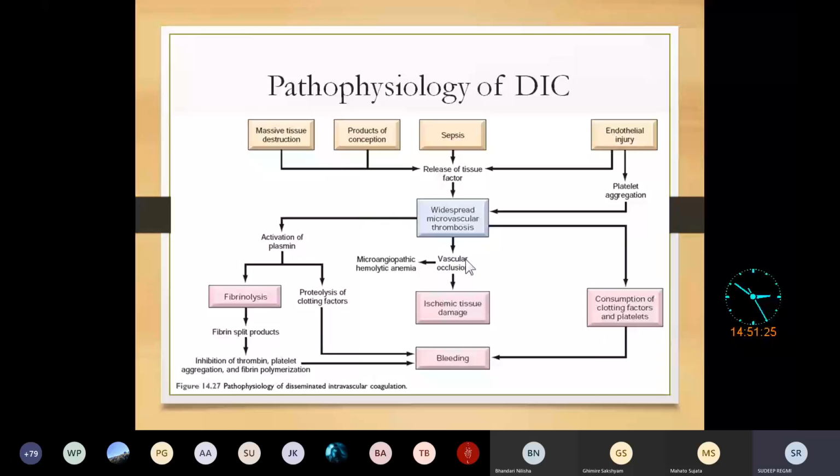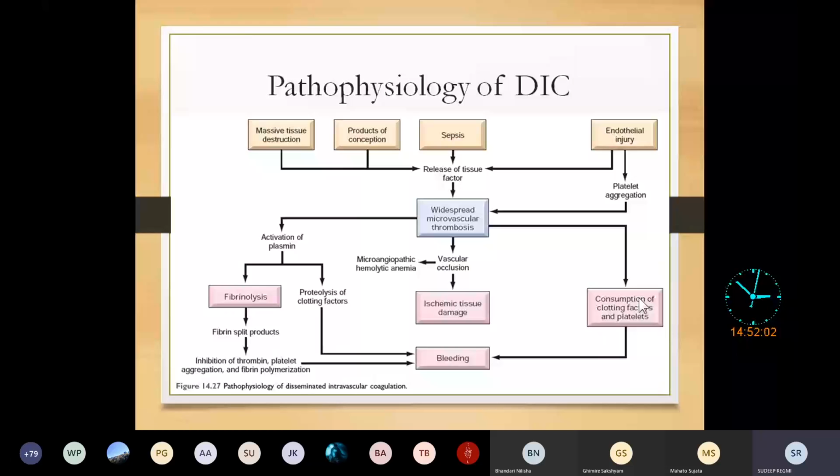So the RBCs have to undergo extreme deformation for traveling in the blood vessel. So there will be vascular occlusion leading to microangiopathic hemolytic anemia, along with ischemic tissue damage in the end organs, like for example the kidney. Apart from that, there will be consumption of the clotting factors and the platelets, which will lead to bleeding.